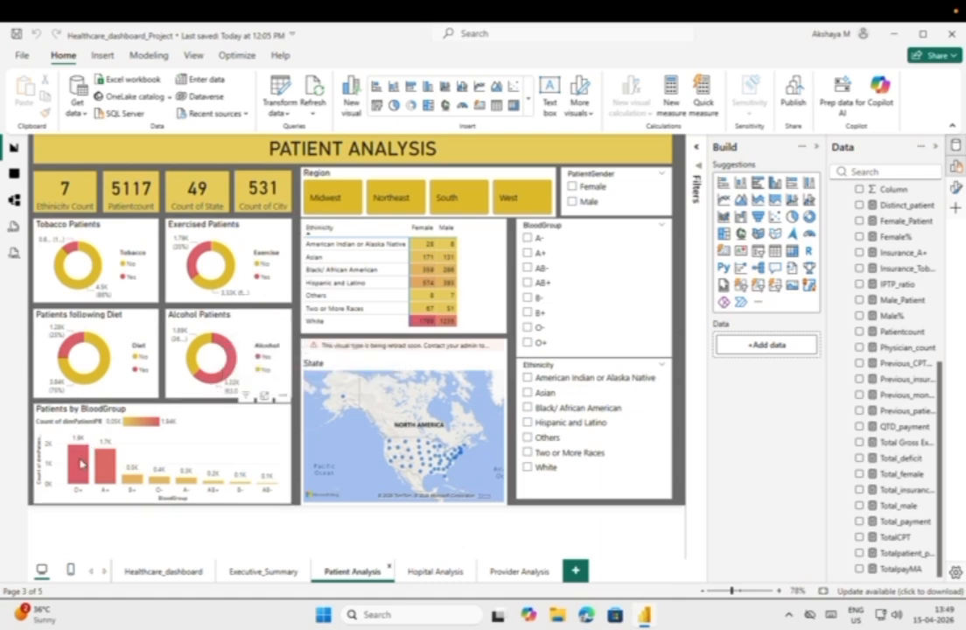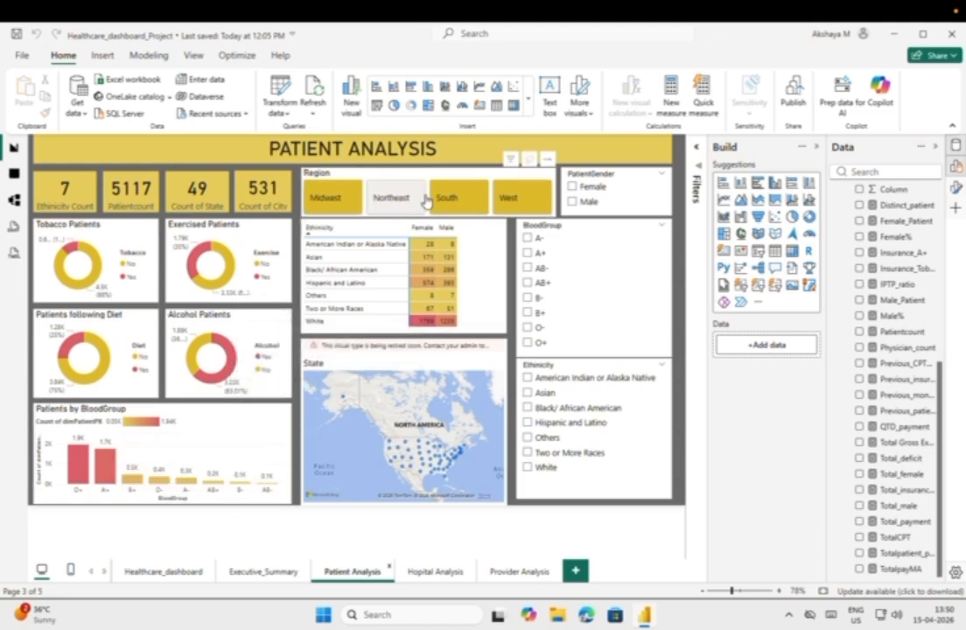Looking at patients by blood group, we can see that O positive patients were the highest number admitted into the hospital. What we can infer from this is that whenever there is an emergency situation, we need to have blood banks for O positive and A positive. When compared to others, I think we have to have a larger amount of O positive and A positive blood in our blood bank accounts.